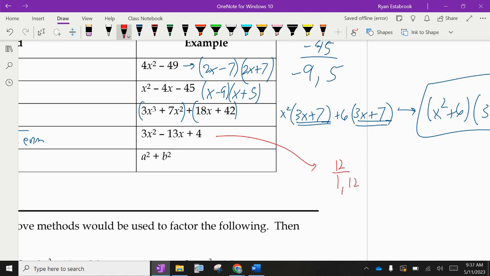And in this case, we need to multiply to negative 13. So what are we going to do with both of those numbers? Do they still multiply to positive 12? Yes. Do they now add to negative 13? Yes, and we needed that.